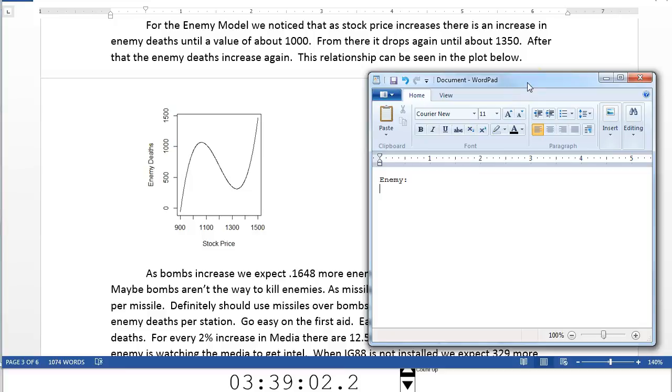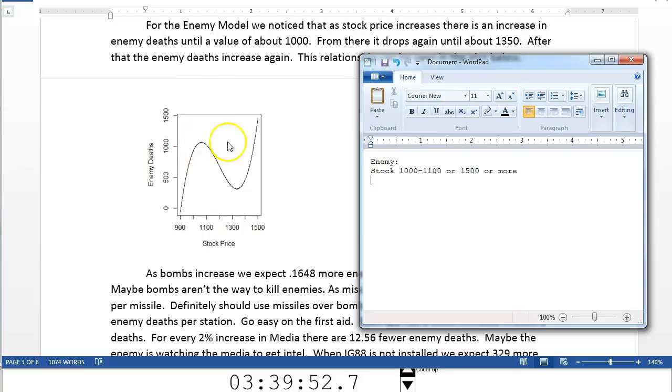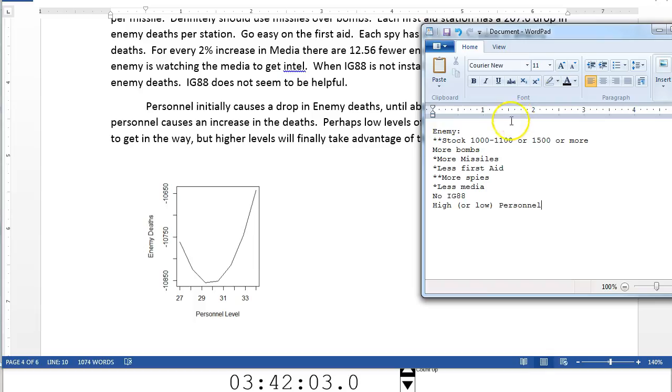Now, if I just leave my report here, it's really not a very good report because we've talked about all these effects, but a client's going to feel a little bit like you're machine gunning them with all sorts of little details. So I'm going to grab me a little post-it note here, and I'm going to write on there, what do I need for the enemy model? What stock price gives me lots of deaths? I want the stock price to either be this middle ground or something high. And that effect with stock was actually pretty high.